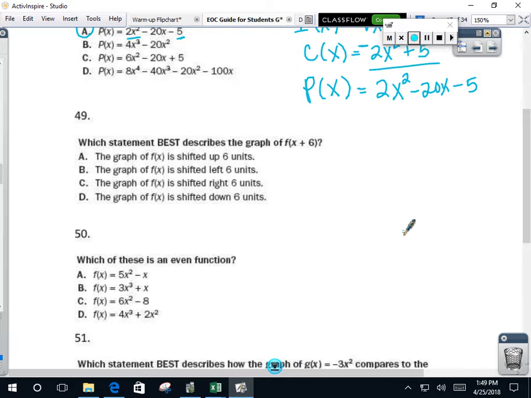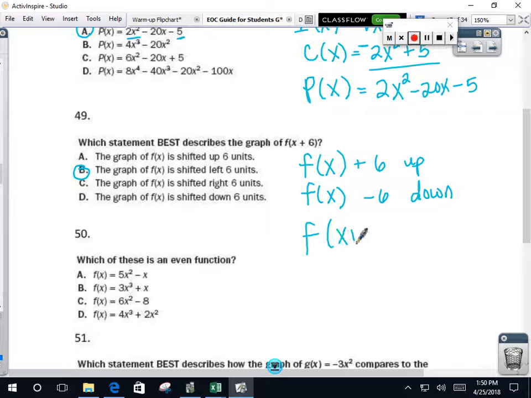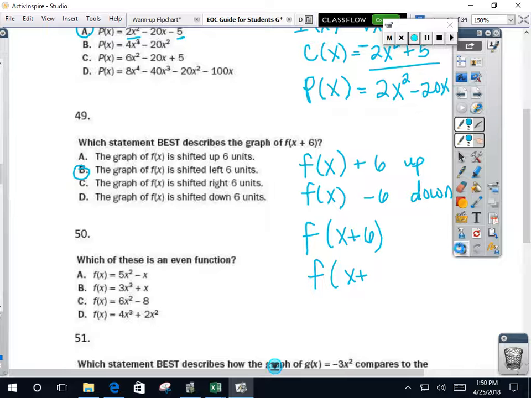Number 49, which statement best describes the graph of f of x plus 6? Does that shift it up, left, right, or down? Left. Remember, this is what would shift it up, like that. That's up. This would shift it down. If the number is at the very end, it's up or down. If the number is with the x, it's horizontal, and it's opposite of what you would think. Plus is actually left, and minus is actually right.